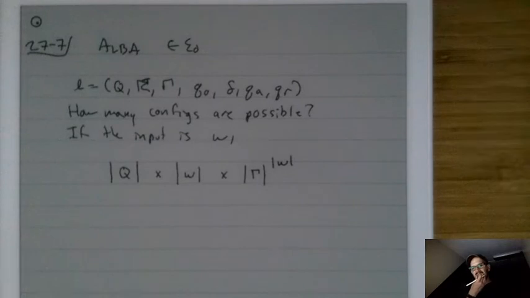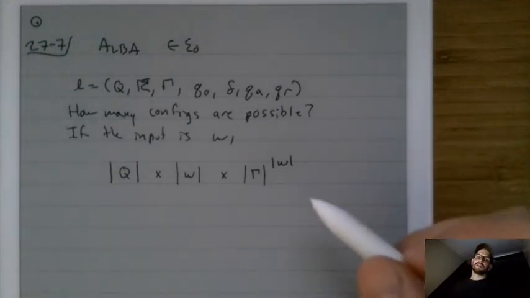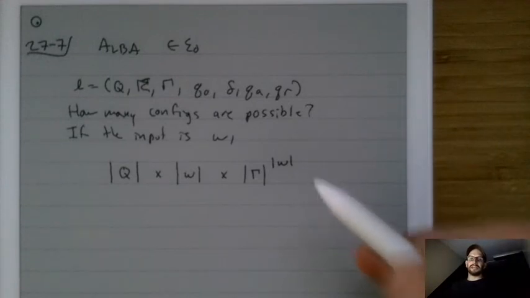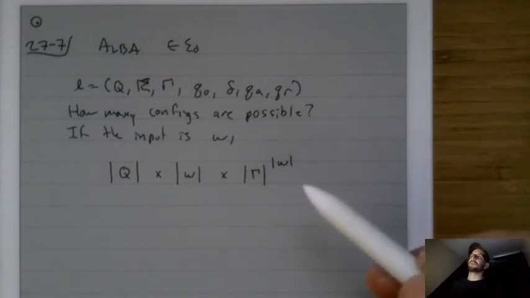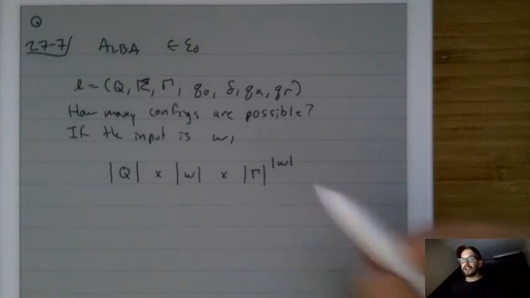All right, so that number right there is the maximum time that an LBA can possibly run before it will give an answer. If it runs more steps than that, it has gone into an infinite loop, meaning that it has gone back to an earlier place. And this is a very concrete thing.